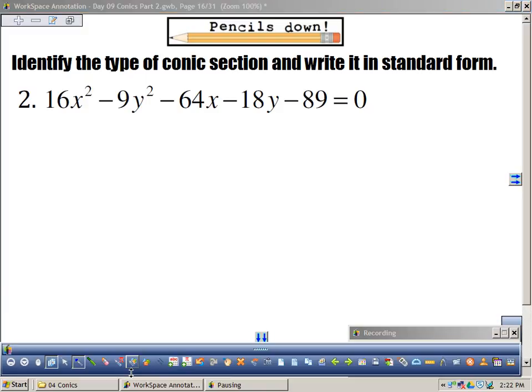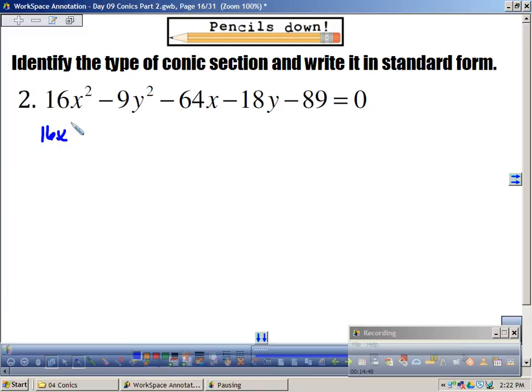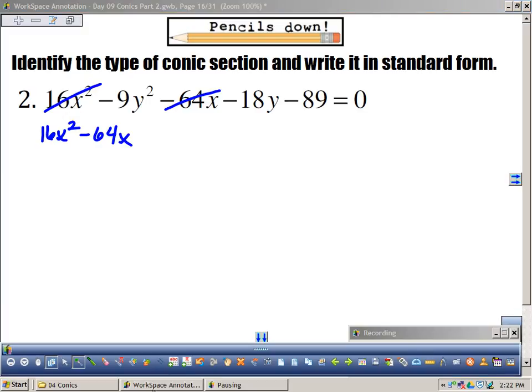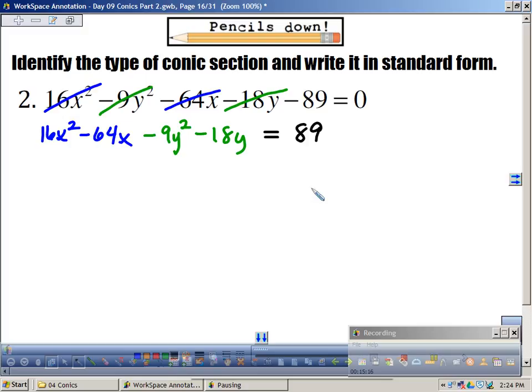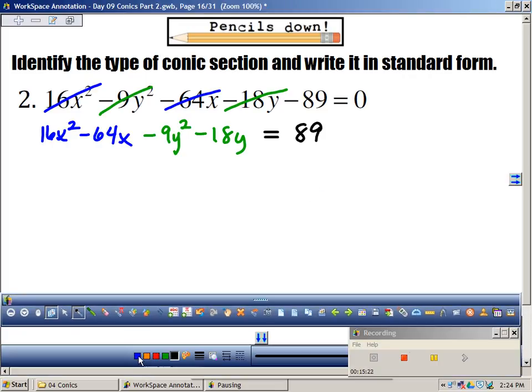All right, so now I'm going to get to work. And I say to myself, I've got a 16x squared. Get rid of that. I've got a negative 64x. I've got negative 9y squared, a negative 18y, and a positive 89 when I put it on the other side. And I will argue with you after I finish completing the square, this number is going to be 144. And I can tell just by looking at this right here. And I challenge you at the very end to tell me how I knew it was going to be 144 just by looking at my equation.